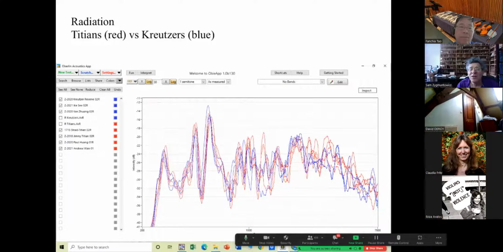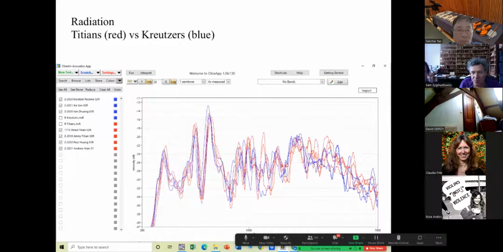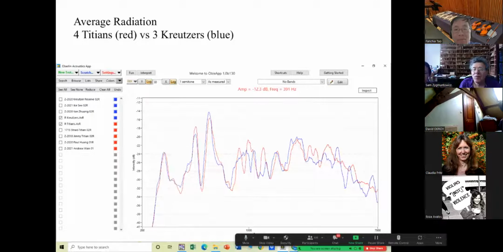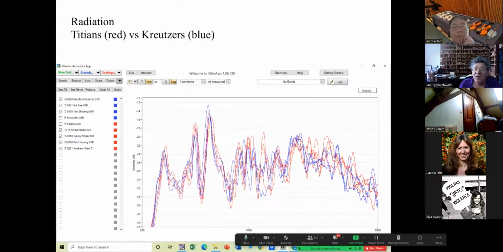Tell me what I'm looking at here, please. Oh, sorry. One's detail and one's averaged? So this page is 7 different instruments. All of the blue ones are Kreutzer models and all the red ones are Titians. And the blue line is the average of the Kreutzers, and the red line is the average of the 4 Titians. And then over here there are band averages. Okay, we're going to look at those again, but just looking, that makes sense now.